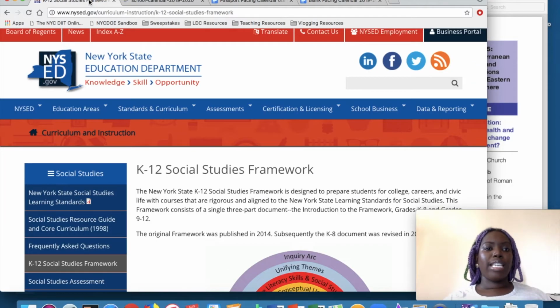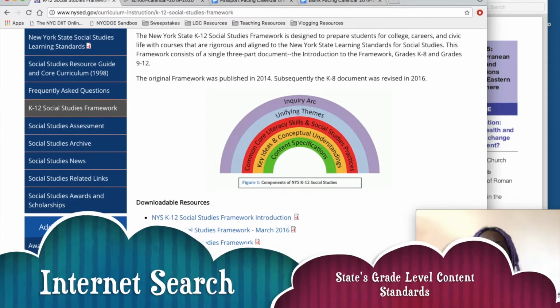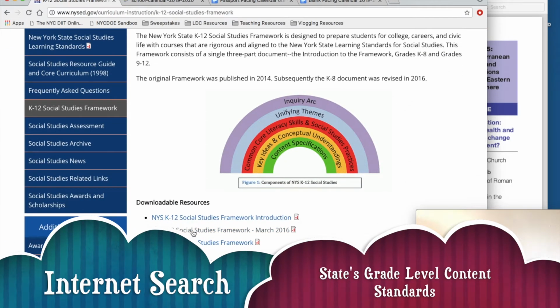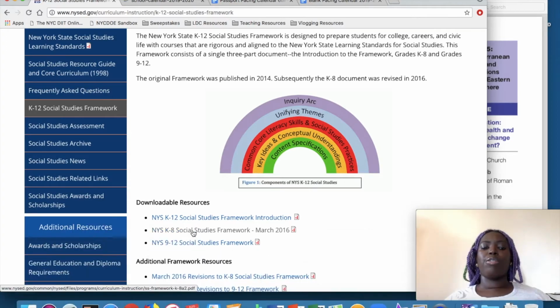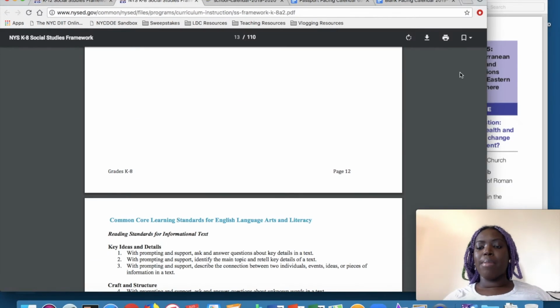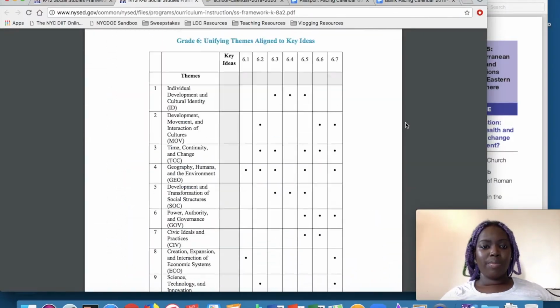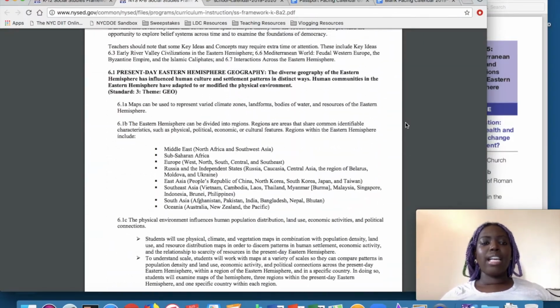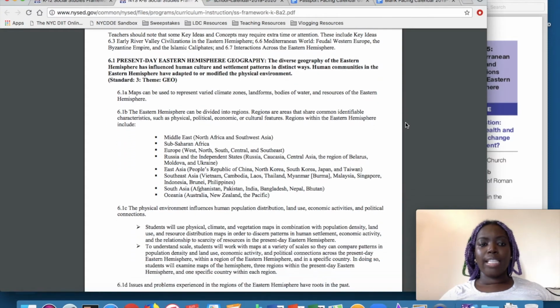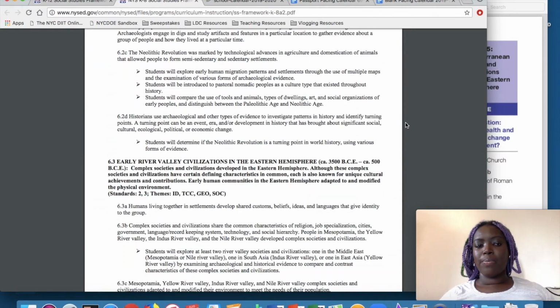Okay. For New York City, because I'm in New York City, for social studies, we go by the social studies framework, and I just Googled it, found it, and downloaded the framework. I am a 6th and 7th grade teacher, so I'll download the framework for K. So these are the 6th grade standards for social studies, and there are 7 of them.